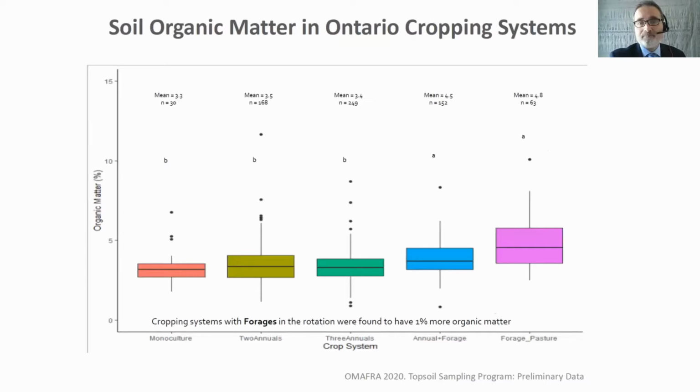This is data from OMAFRA, and we know that different kinds of farming systems have different effects on soil organic matter. And soil organic matter is a key contributor to healthy soils, and it's a key metric for healthy soils. Soil organic matter is also an indicator of captured carbon in the soil, so it's part of that carbon cycle. And we can see, for example, in this graph that cropping systems with forages were found to have 1% more organic matter on average across the province. So this is important because there are only some farming systems that can really benefit from the use of forages or have forages as part of their business model, because they are livestock farms that use forages.